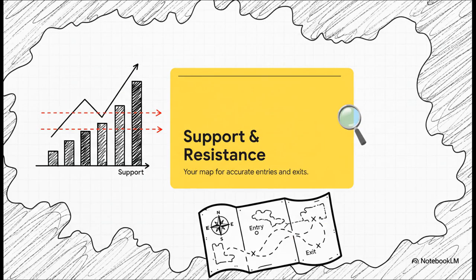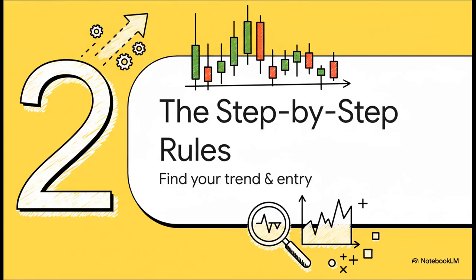And finally, good old support and resistance zones. These are just the historical price levels where buyers or sellers have really stepped in before. Think of them as the key landmarks on our trading map. They tell us exactly where to expect a potential reaction and help us be super precise with our entries and our exits.